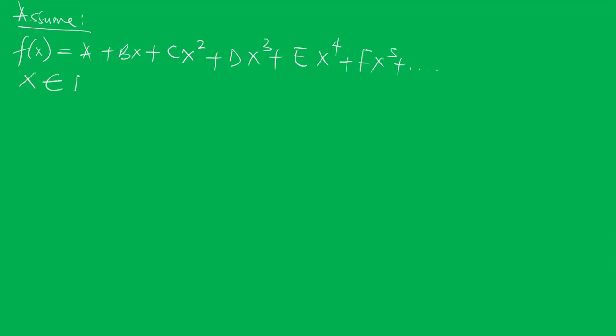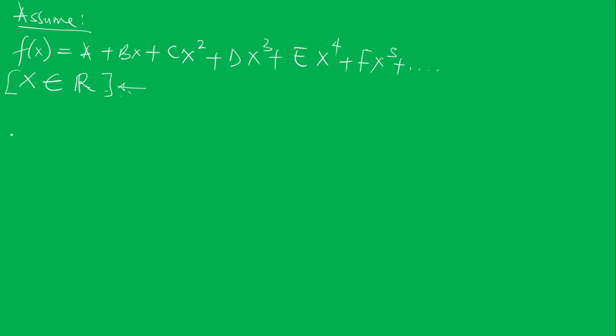I assume the function of x is equal to a plus bx plus cx squared plus dx cubed plus ex to the power 4 plus fx to the power 5 plus, up to infinity. We assume that this is equal to this, for all x an element of the real numbers. No imaginary numbers here.